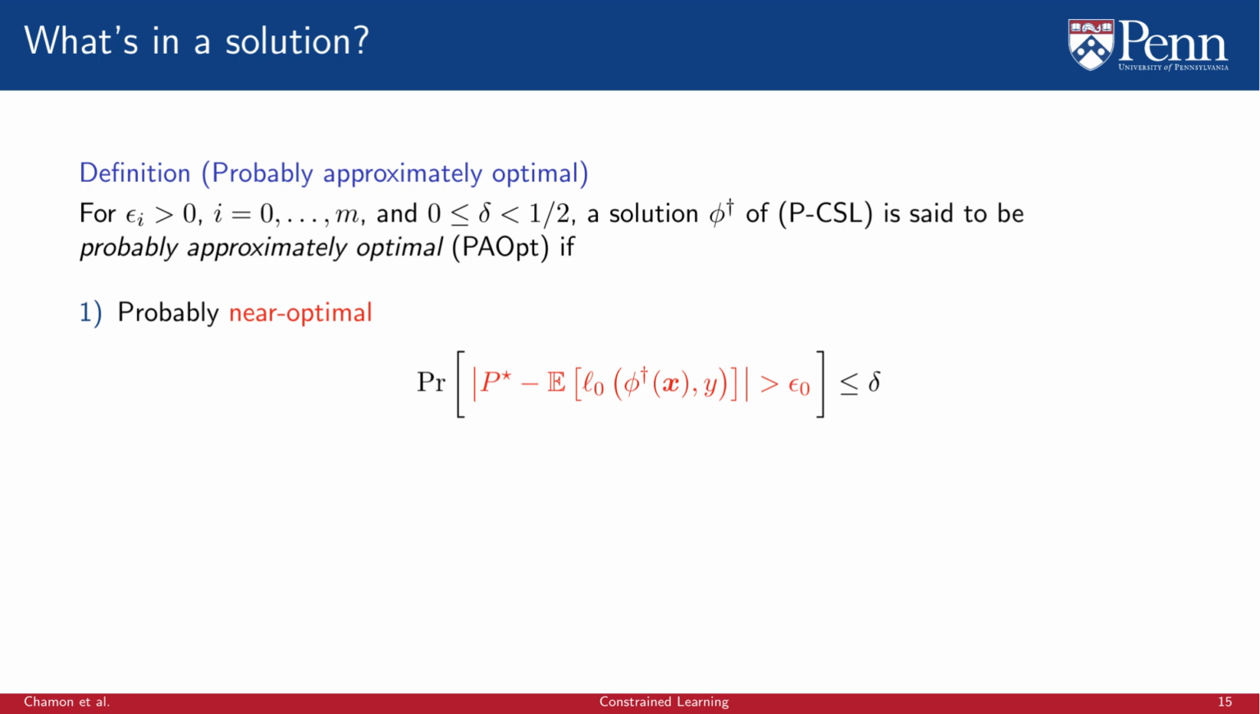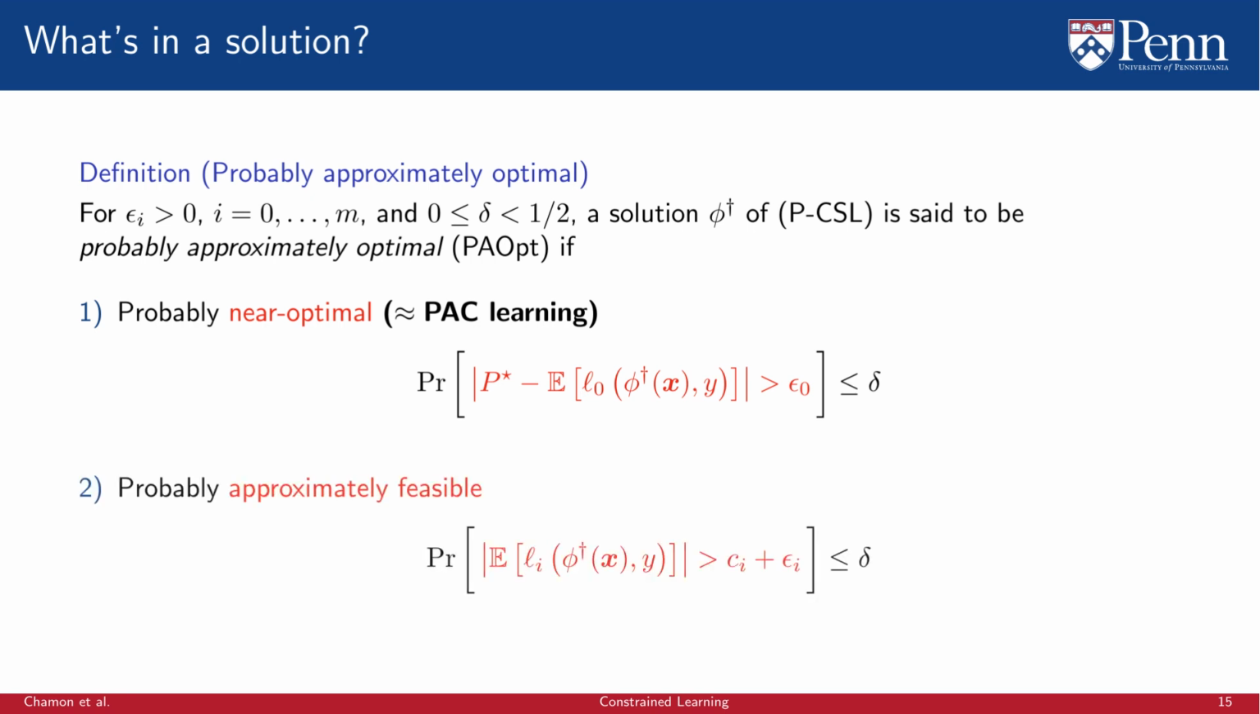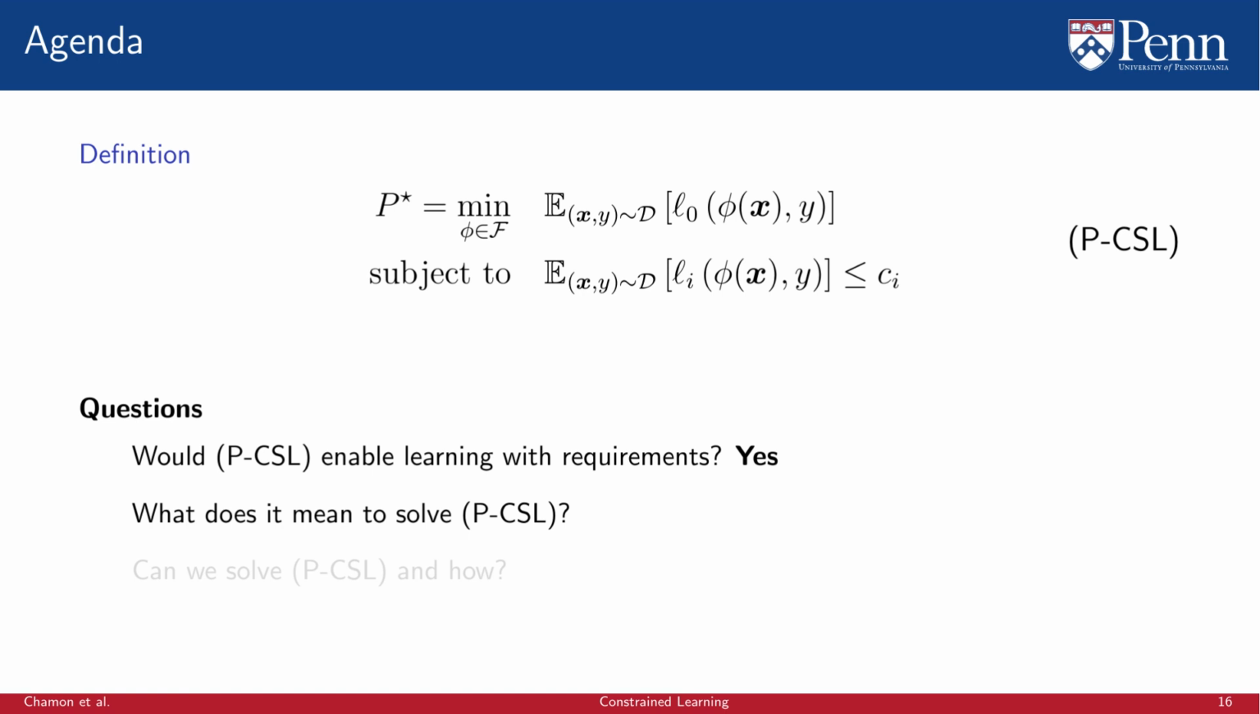Now, if this looks familiar, it's because it's directly related to the idea of probably approximately correct, or PAC, learning. But this is not enough for us because we also have to take into account the constraints. So we require phi dagger to also be probably approximately feasible, by which we mean that the solution is almost feasible, again with high probability. So from now on, when I talk about solving constrained learning problems, you should keep in mind that I actually mean finding a PAC-opt solution. Now, having settled that, let's move on to our final question. Is it possible to get the PAC-opt solution for constrained learning?